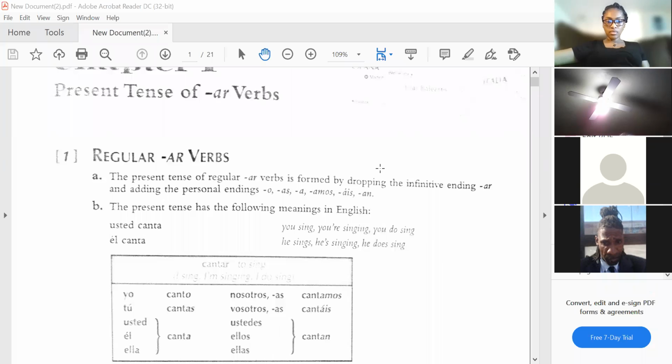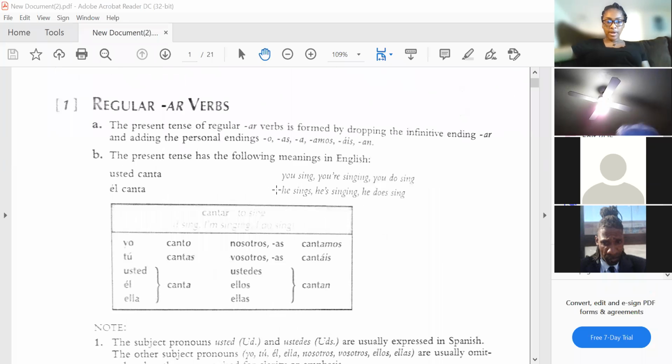Okay. So, present tense AR verbs. All right, so we're going to start right here. The present tense of a regular AR verb is formed by dropping the infinitive ending AR, and we're going to add the personal endings: o, as, a, amos, an.